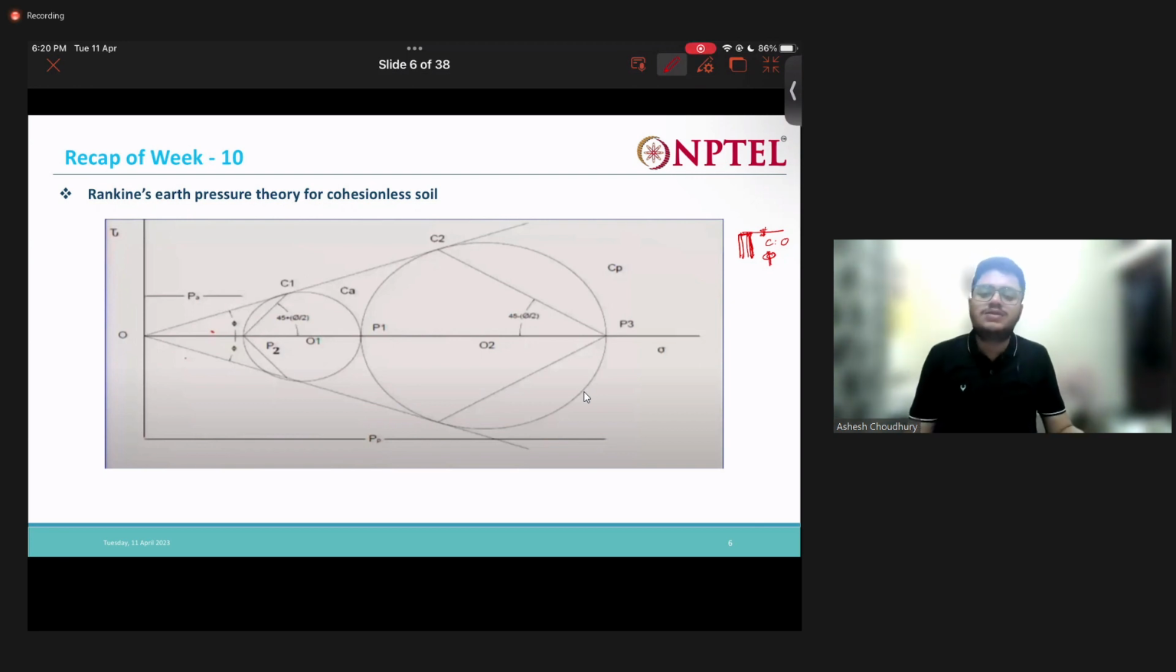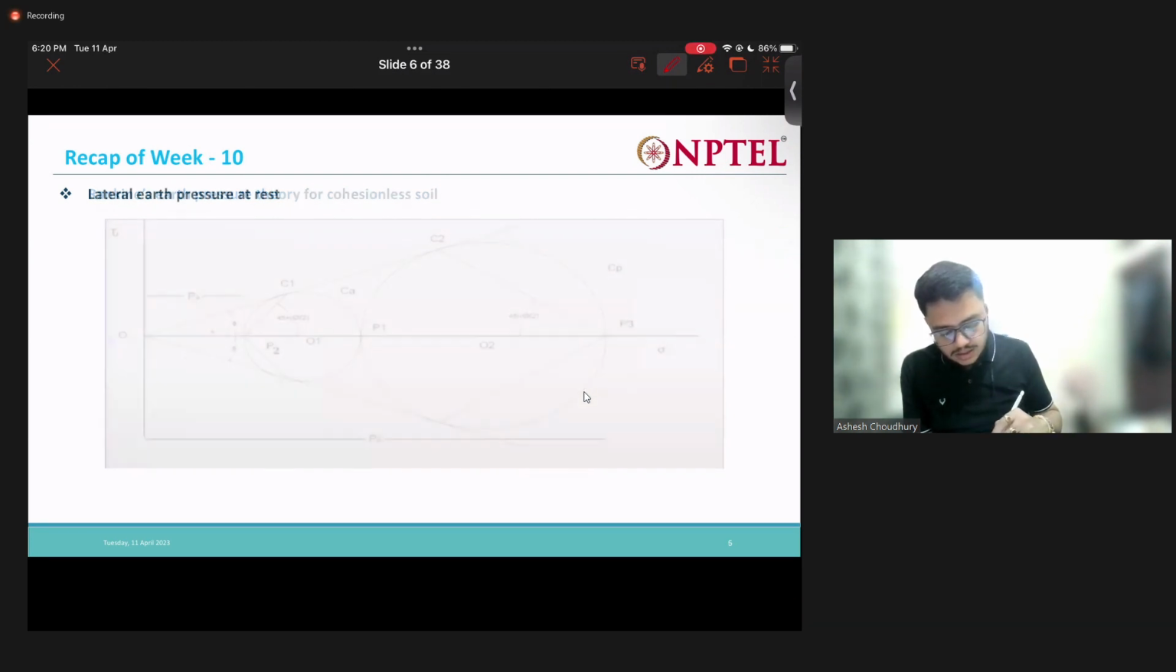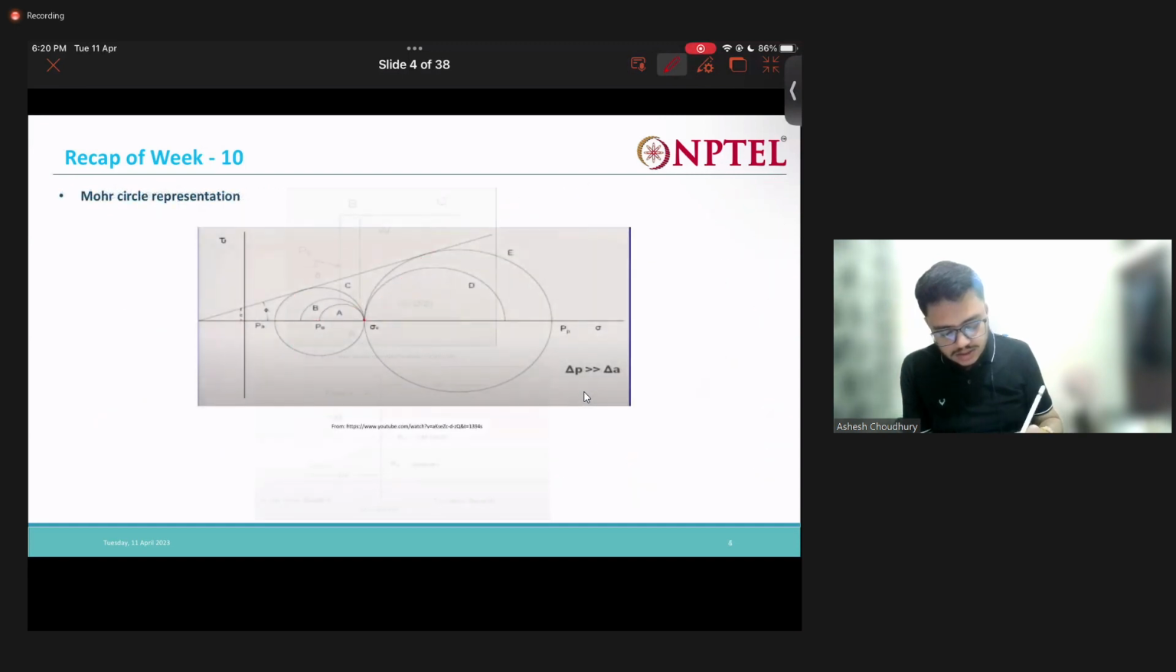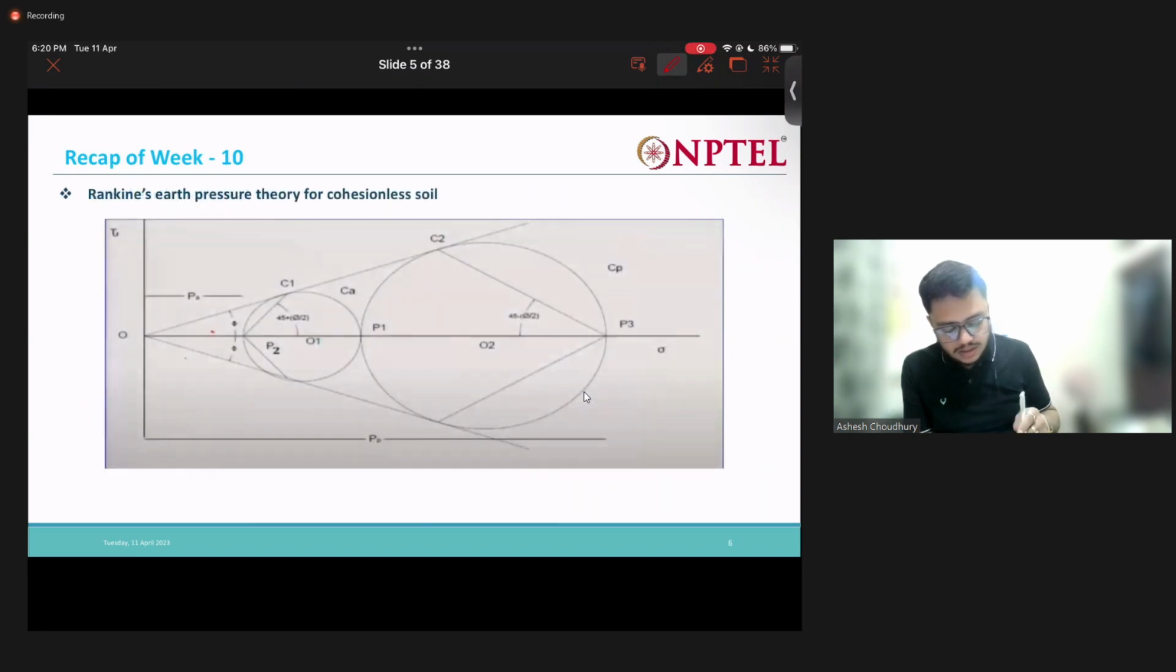And there was no friction with the wall. That is, my wall was smooth. That is, there was no friction between the soil and the wall. So my delta was actually 0. So this is nothing but whatever we discussed just now, two slides back. The same thing is actually given here.